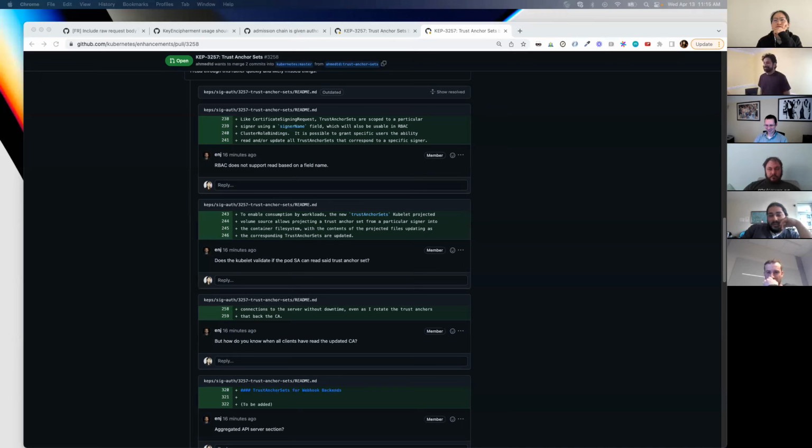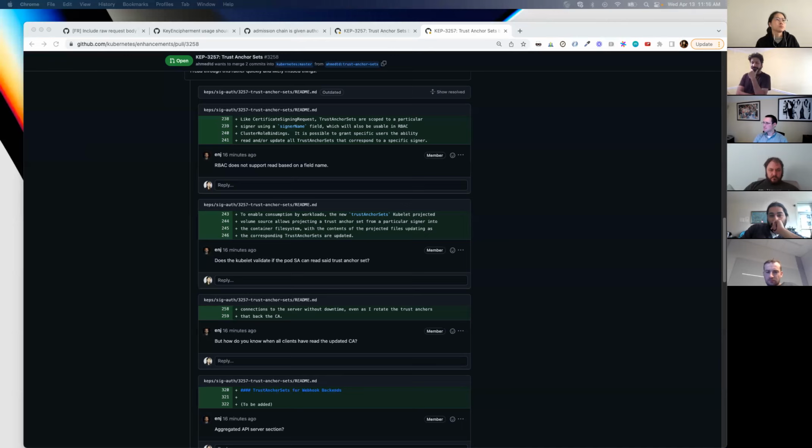Okay, then I'll update this to re-add that little mapping: hey, this is how you're supposed to translate your signer name to a resource name, and I'll remove the special RBAC stuff. Cool.